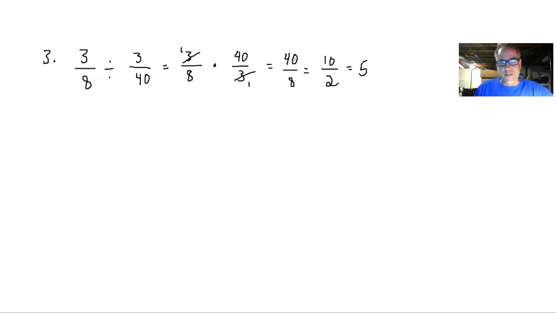I could have easily gotten from here to here very quickly if I had just said 8 divides into 8 once, and 8 divides into 40 five times. But however you get there is fine, as long as it's completely reduced. Actually, when I initially flipped, I could have just written it like this: 3 goes into 3 once, the 3's cancel, and 8 goes into 8 once, and 8 goes into 40 five times, and it's 5. Any way you look at it, it's 5. Any questions on that one?